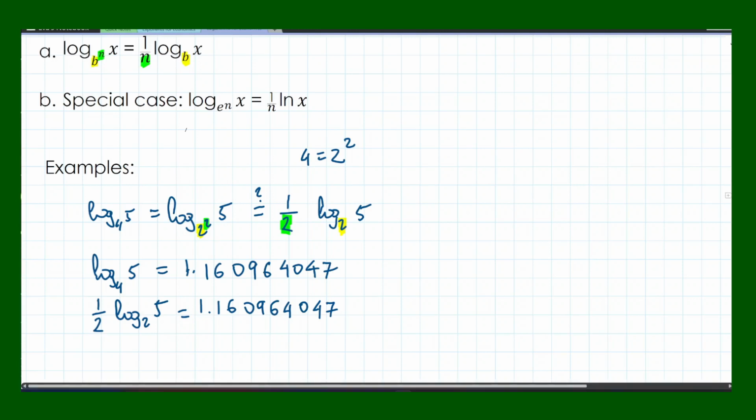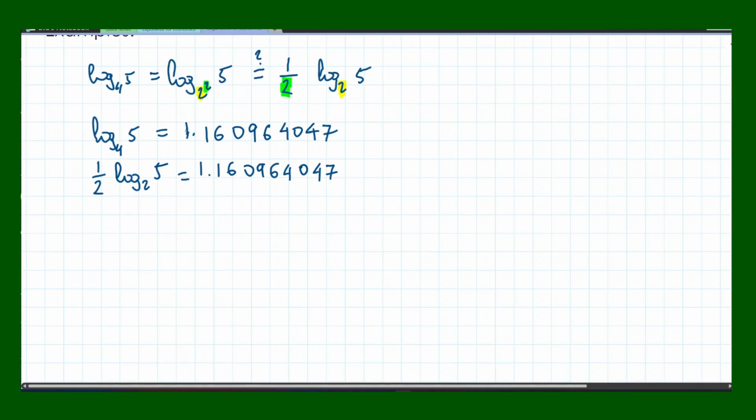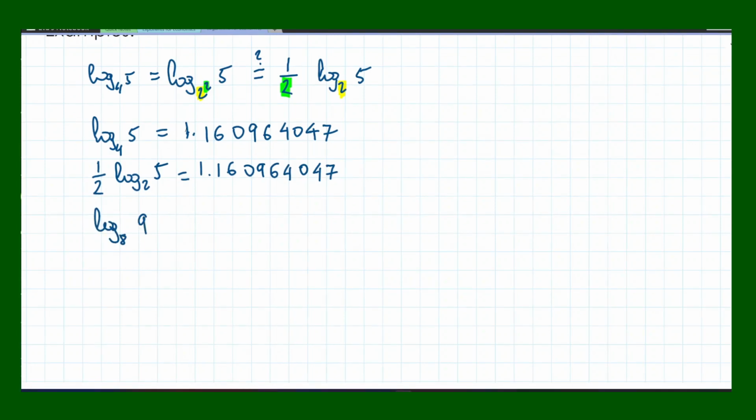So for that, again, we need a bit more space. And this example will be log base 8 of 9. Well, first of all, I noticed that 8 is 2 cubed. So I can rewrite this as log base 2 cubed of 9. Another question: is that equal to 1 over 3 times log base 2 of 9?